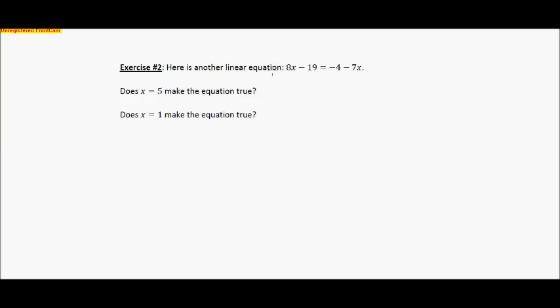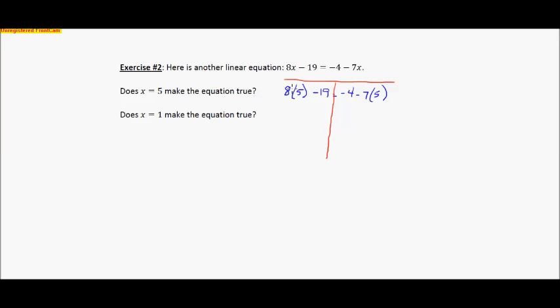Here's another linear equation. Again, I know it's a linear equation because the variable has 1 as the exponent. So let's test these two and see if it works. First, let's try x equals 5. Every place I see an x, I'm going to plug in a 5. And now we've taken away all of the variables, so there's no algebra I would have to do because there are no variables left.